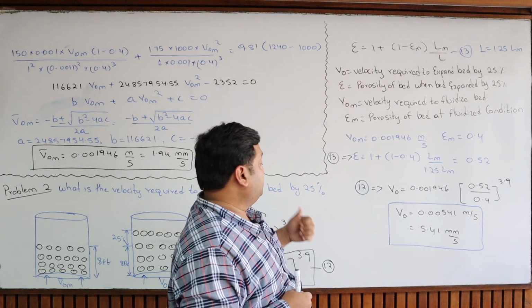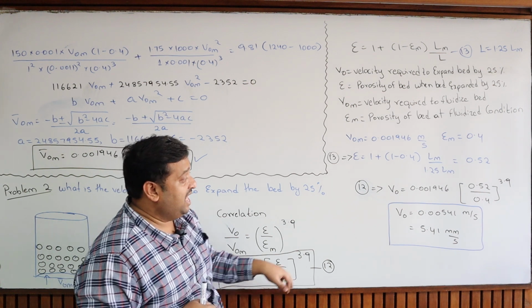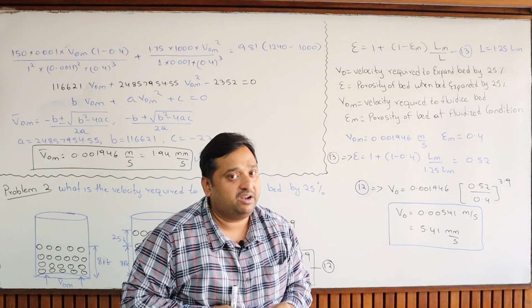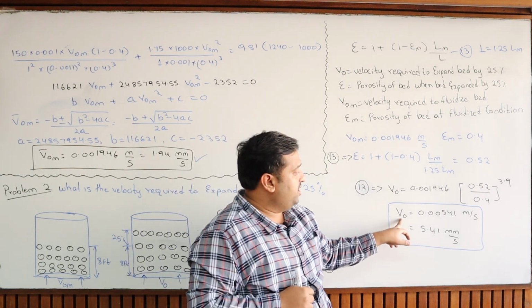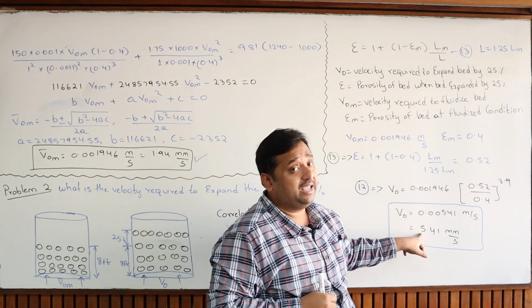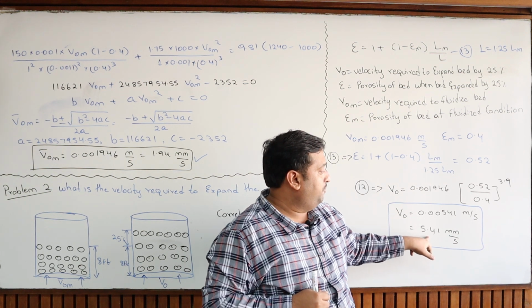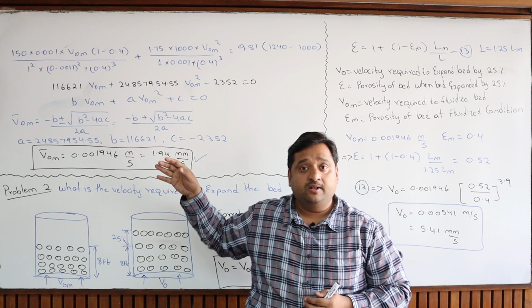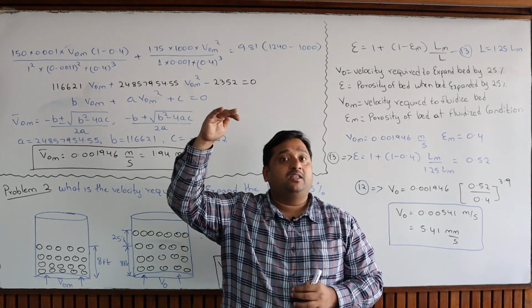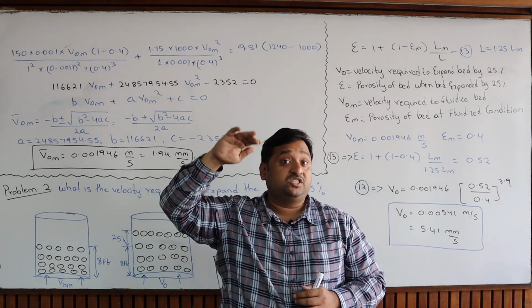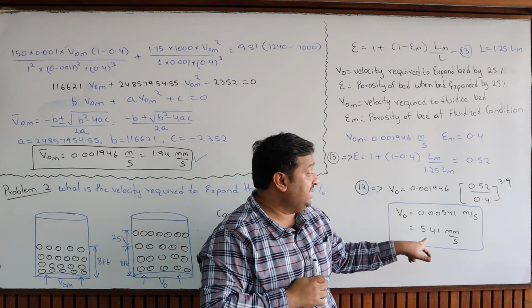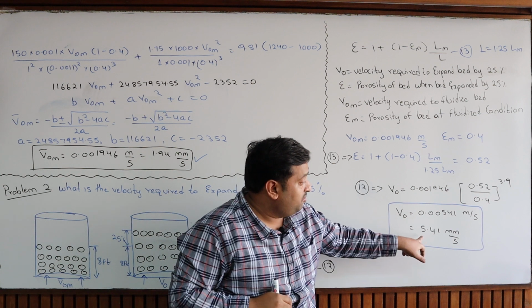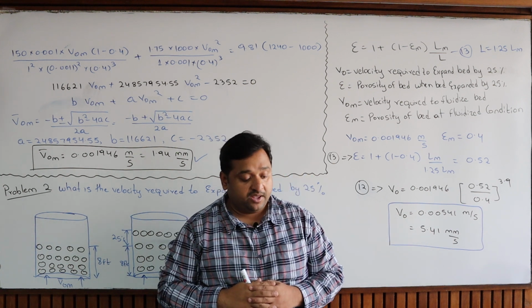Once you get the new porosity, put it in this equation and evaluate the new velocity required to expand the bed by 25%. From the calculations I have got V0 as 5.4 mm per second. The minimum fluidization velocity is 1.94. If you still want to expand the bed 25% beyond minimum fluidization, then you have to increase the velocity from 1.94 mm per second to 5.41 mm per second.